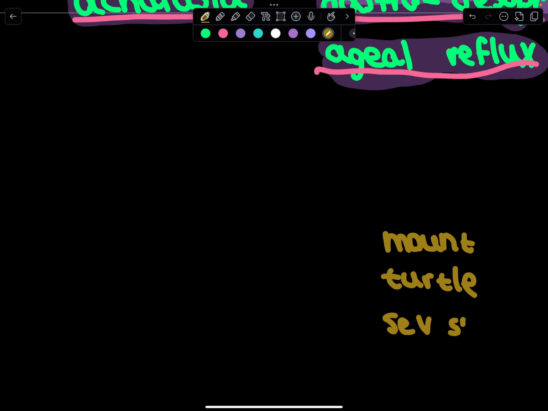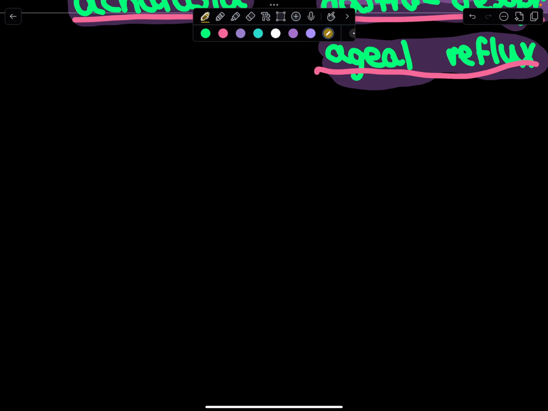A newer technique, per-oral endoscopic myotomy, POEM, cuts the LES internally via an endoscope, providing similar relief with less invasion, but potentially higher reflux risk since it skips fundoplication.